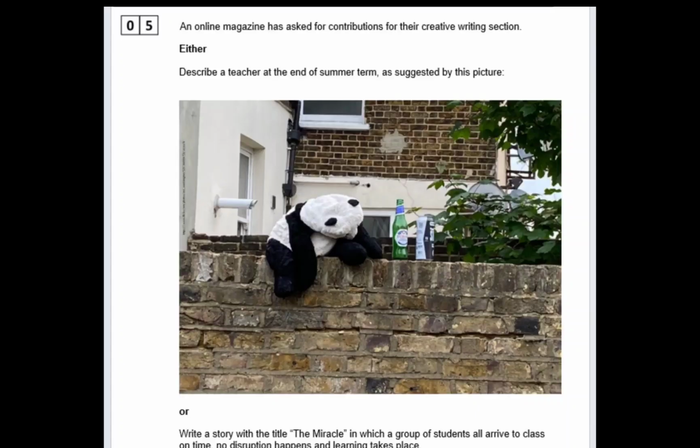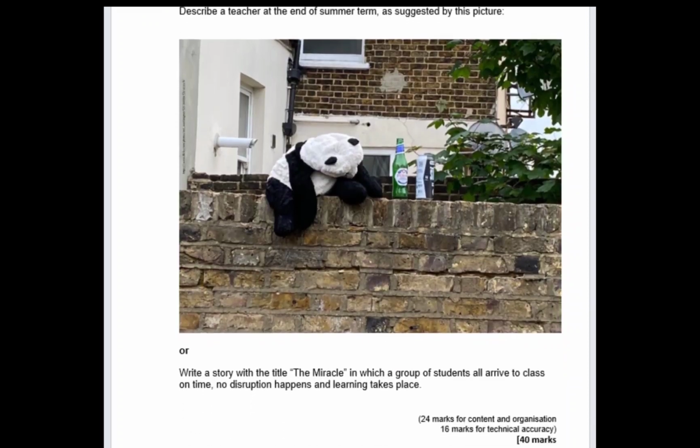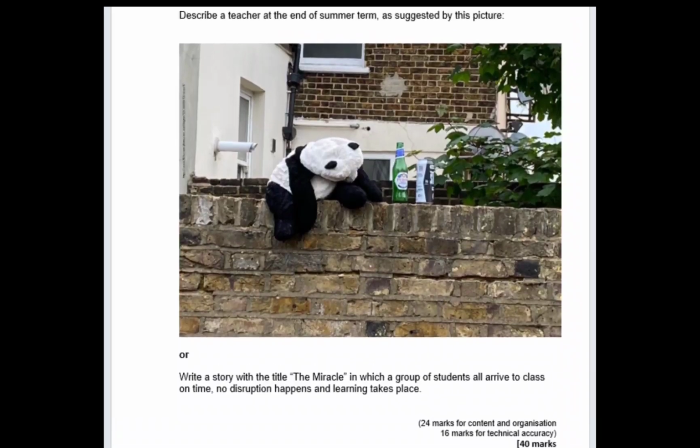And the question reads, an online magazine has asked for contributions for the creative writing section. Either describe a teacher at the end of summer term, as suggested by this picture. Okay, so as you can see the picture. Or write a story with the title The Miracle, in which a group of students all arrive to class on time. No disruption happens and learning takes place, and that's worth 40 marks. So that is the predicted question, okay, that will possibly come up, okay.